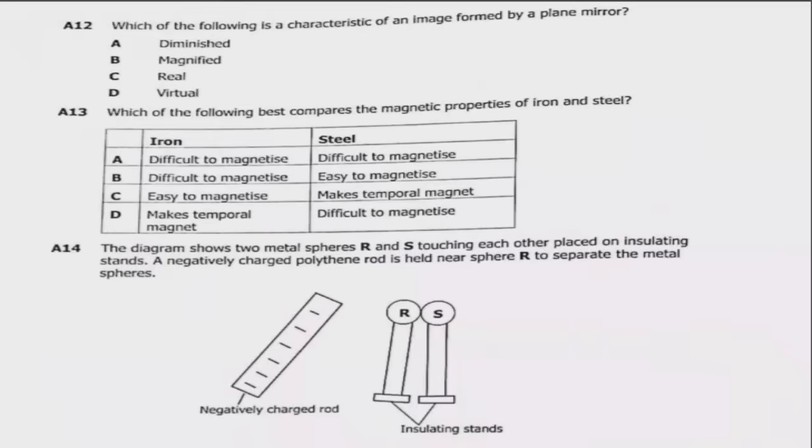We come to question 12, which is as follows. Which of the following is a characteristic of an image formed by a plane mirror? A, diminished. No, it is the same size. When looking in the mirror, you see an image of the actual size of yourself. Magnified, no, it's not bigger, it's just the same size. Real, no, that is virtual. D. So the correct answer is D.